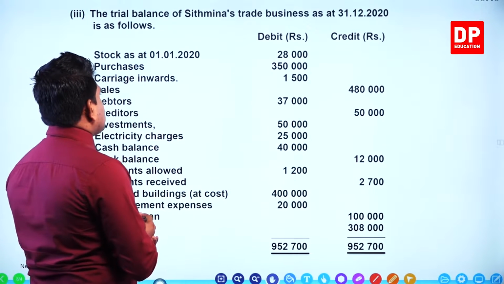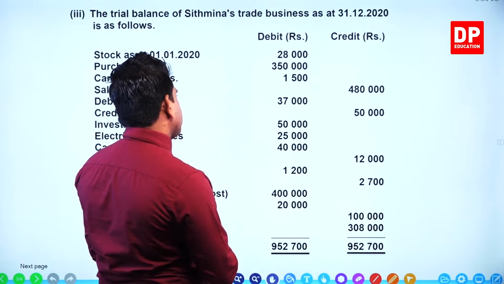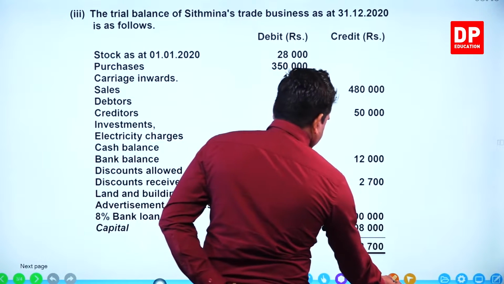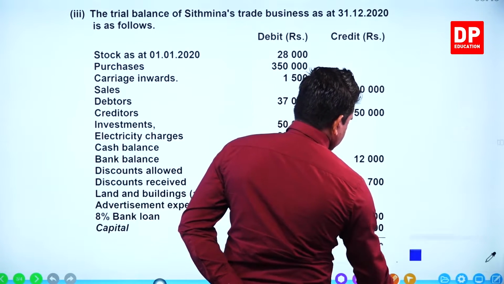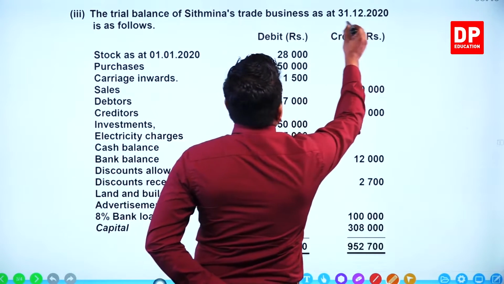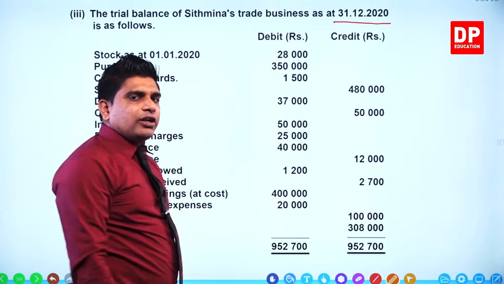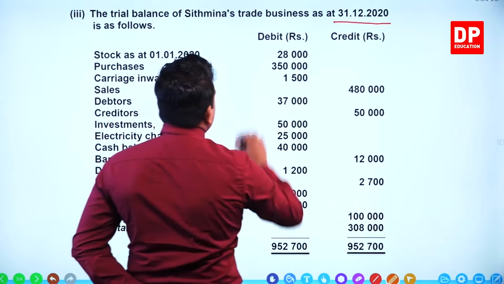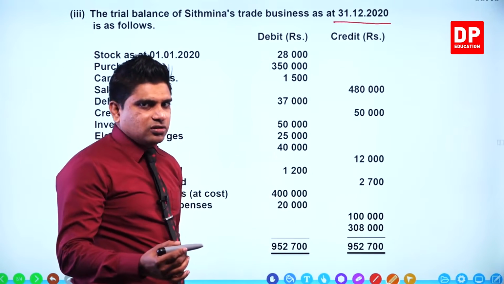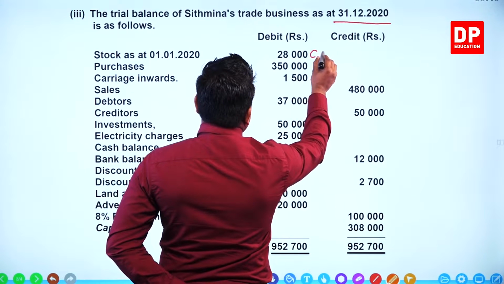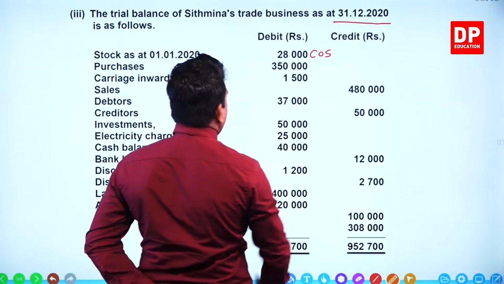Stock as at 1st of January 2020. It is opening stock. Why? Here they have given us the year end, 31st December 2020. Then when they start the accounting period, 1st of January, this is opening stock. We write cost of sales, right? To find cost of sales we use COS.